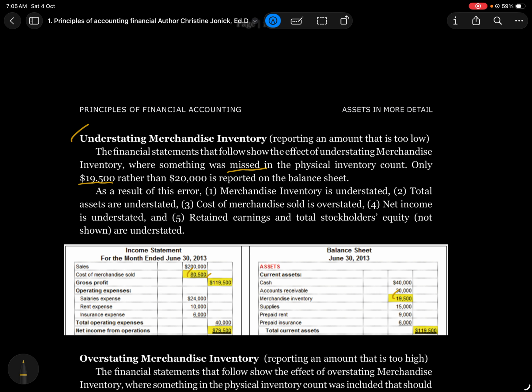So of course our merchandise inventory is understated by 500. It should have been 20,000, right? Our total assets are understated. Our COGS is overstated. Net income is understated, right? It should have been 80,000. Retained earnings and shareholders' equity are also understated, right?